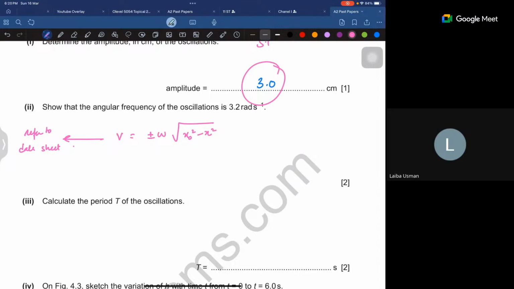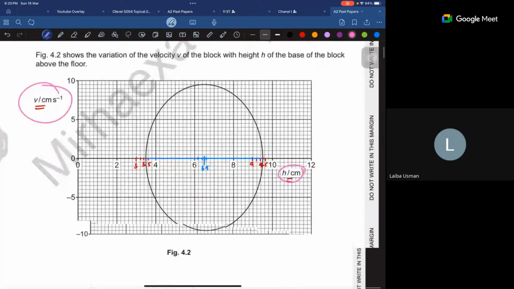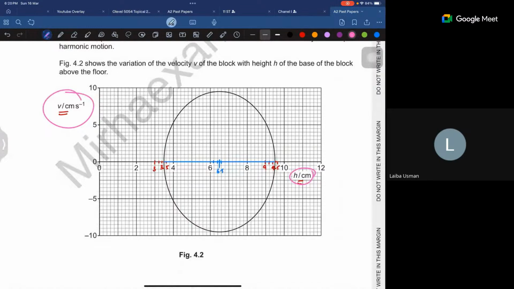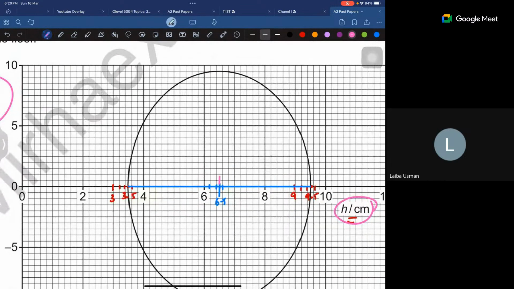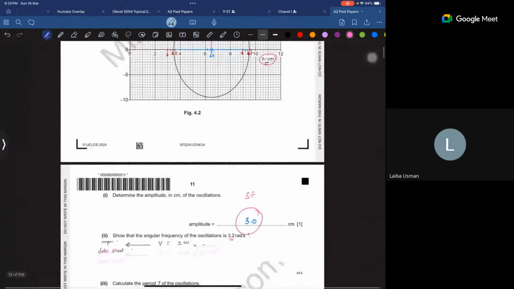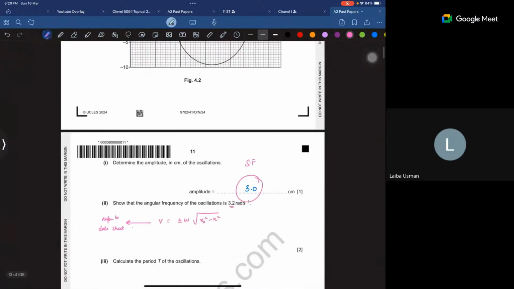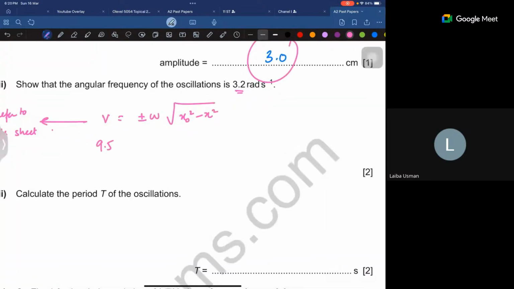So we want to find omega. We can pick any speed actually, so let's pick the maximum speed. Obviously, the maximum speed is where the displacement is minimum. You can pick any speed if you like. So this is going to be 9.5, in centimeters per second, and that is in centimeters. So 9.5 equals plus minus omega under root displacement we already found, 3 squared minus 0 squared, because that was the maximum, right?